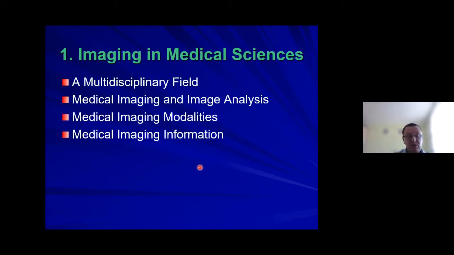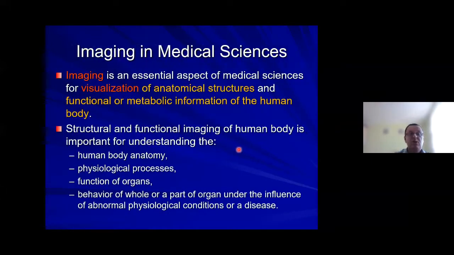It's important to understand that medical imaging is a multidisciplinary field, and to identify the proper place of medical imaging in modern medical science, as well as approaches for image analysis, modalities or classification of types of medical images, and kinds of information that could be retrieved by medical images, at least the classics. So imaging can be seen as an essential aspect of medical science for visualization of anatomical structures and functional or metabolic information of the human body.